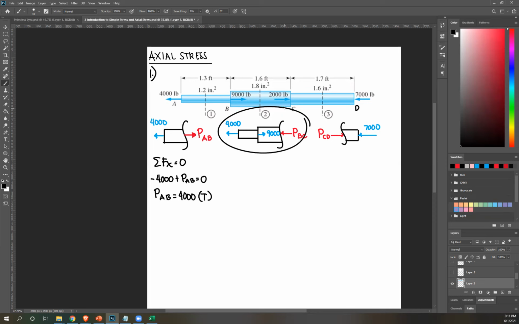Next, do the same thing for the other segments. Summation of forces X equals 0. This is to the left, so once again, negative 4,000. This is to the right, therefore positive 9,000. This is to the left, so minus PBC equals 0. Please solve what's PBC.